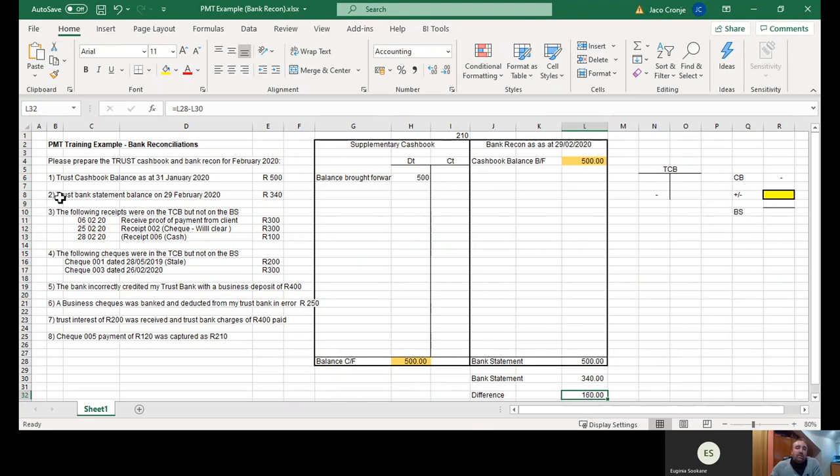So my trust bank statement balance, I write that in at the bottom of my bank reconciliation. If you're not doing it in Excel, you can type that amount in on that block there when you're doing your actual assignment. I'm just doing it in this manner so that you can see what I'm trying to reconcile.